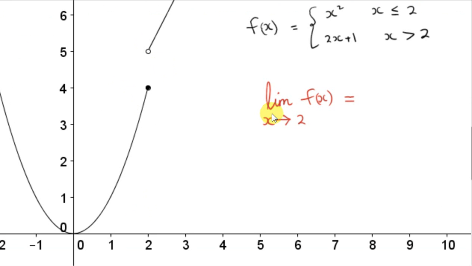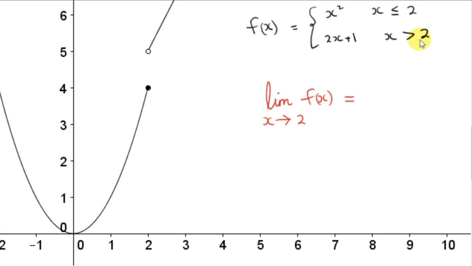Let's look at a function for which the limit as x tends towards a certain value does not exist. In this case, the value is 2. Here the function is x squared for values of x less than or equal to 2. So that's the familiar parabola. And when x is equal to 2, f of x is 2 squared, which is 4. So this point is part of the graph.